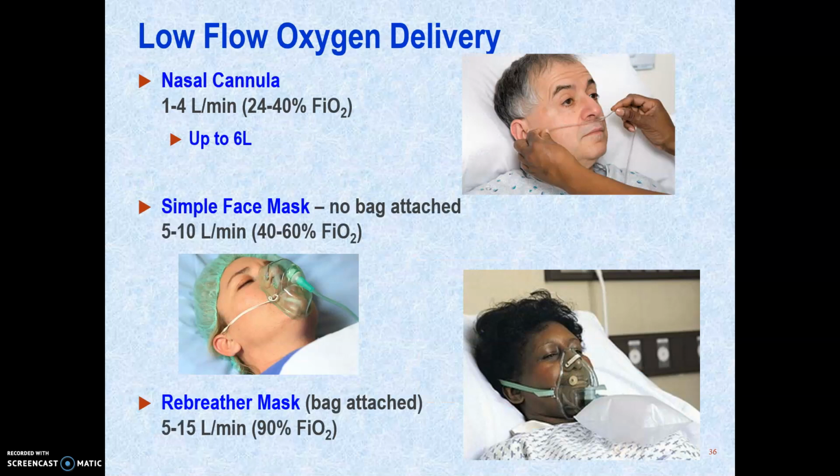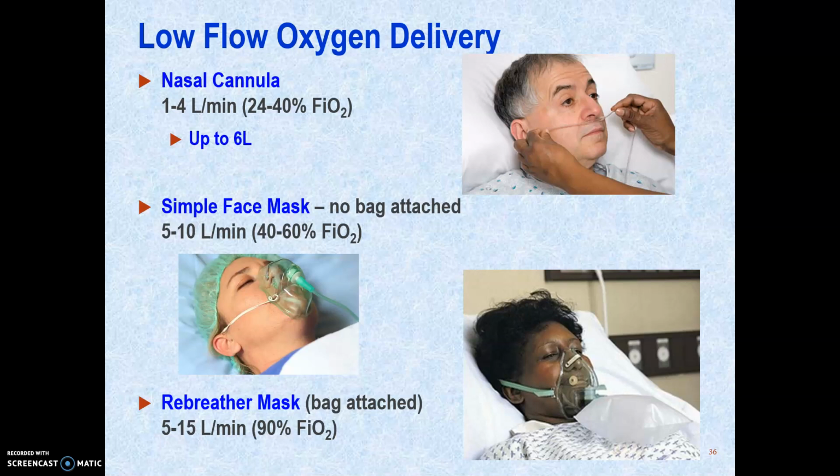For some low flow oxygen delivery, we want to use a simple nasal cannula. At 1 to 4 liters a minute, it delivers anywhere from 24 to 40% FiO2. We can use a nasal cannula up to 6 liters a minute, but it gets a little irritating. It tends to dry their nose out, and honestly, at 6 liters and higher, about 3 liters of it is coming back out the person's nose.